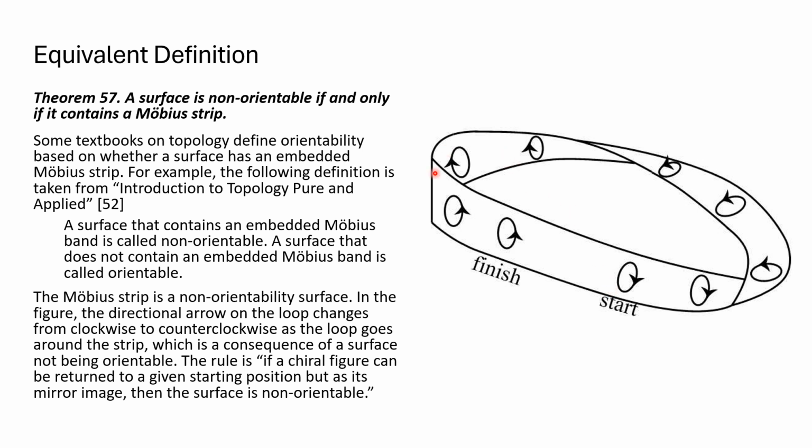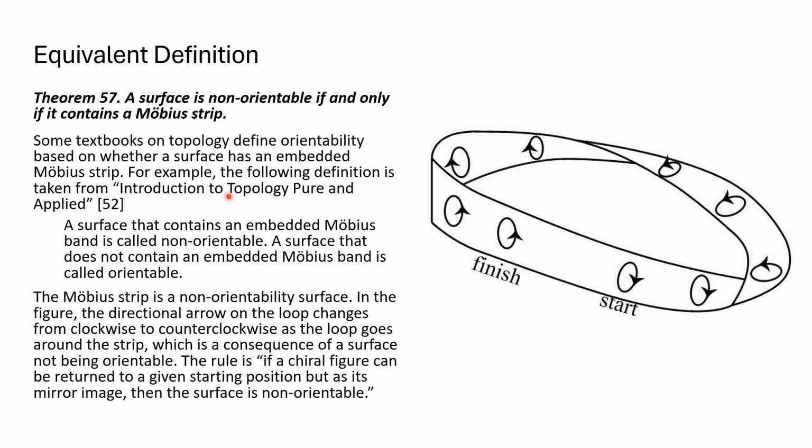So Mobius strip is the simplest example of a non-orientable surface, and in fact we have a theorem here: a surface is non-orientable if and only if it contains a Mobius strip. So we can actually use the Mobius strip to define orientability or non-orientability, and I took an example of how some writers do that.